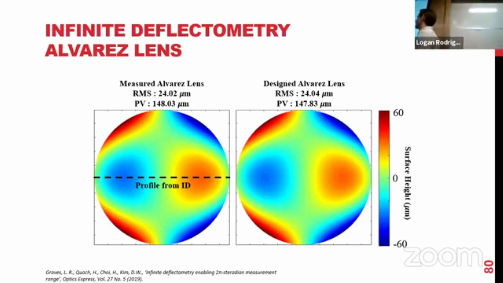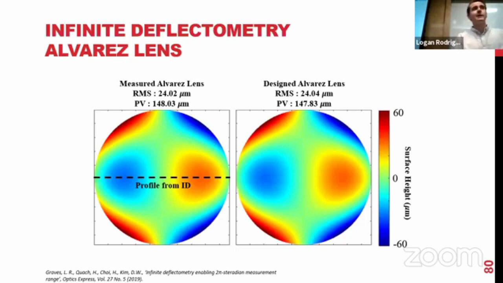So we wanted this on the right, we got this on the left. Theoretically, it should have peak to valley of 147 micrometers of deviation. That is the highest point to lowest point. The difference should be about 0.15 millimeters. We measured 148 microns, and our RMS surface values are very similar. This is pretty astonishing because across 6 millimeters, we're getting peak to valley of 0.15 millimeters. It's a huge surface change.